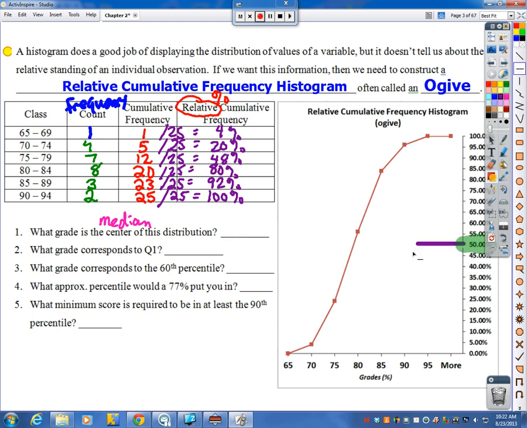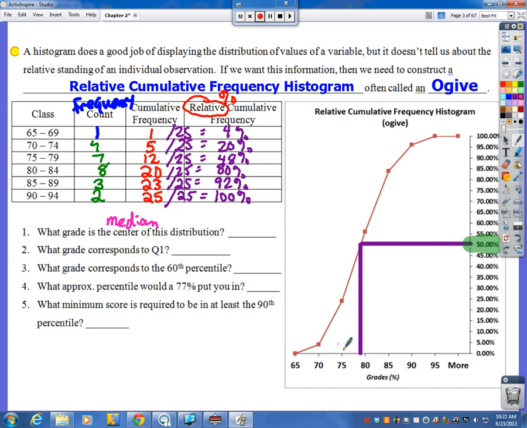Come on. Shoot over, and boom, wherever that hits, now we're going to drop straight down. So the center of the distribution, we have to approximate this. What do you guys think? 78, 79? Let's go 78. We'll say the median is at 78 using our ogive.